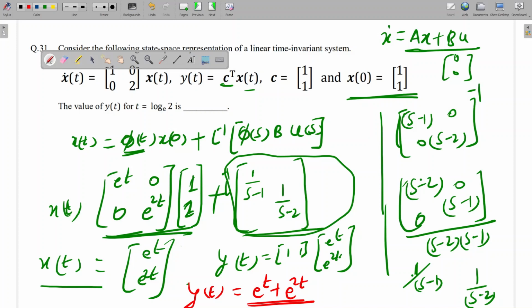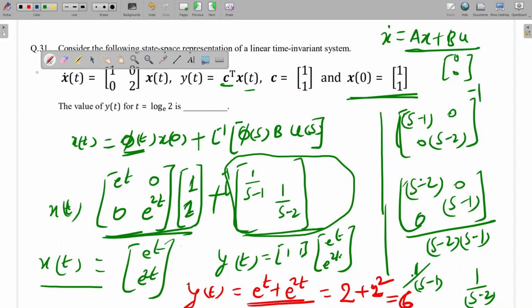Okay, 1 second. We have to put the t value as ln of 2. So what will be that value? If we put it, the first term will be 2 and the second will be 2 square. See, if we put t as ln 2 in e to the power t, then e to the power ln of something gives that value. So it will be 6. Is it correct?